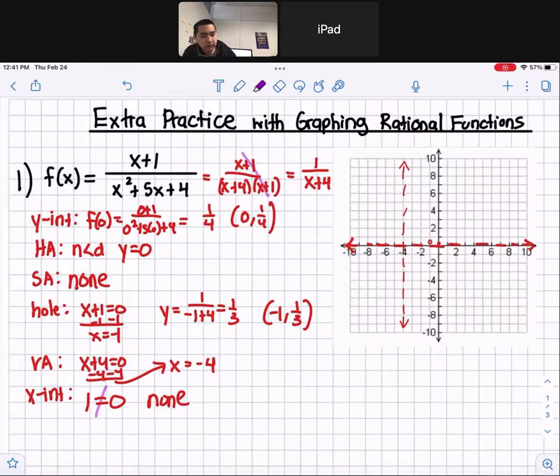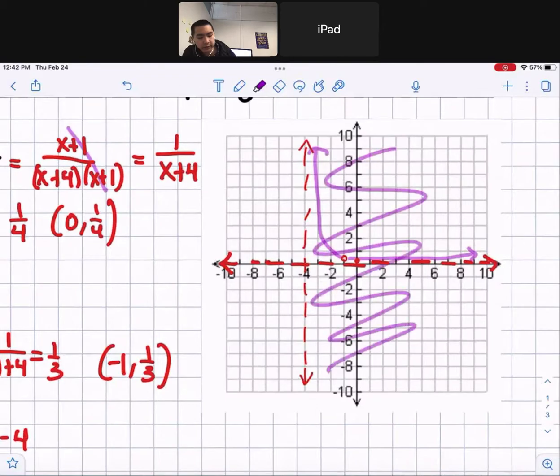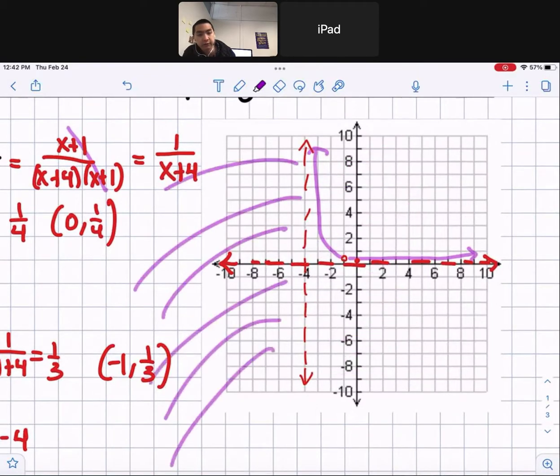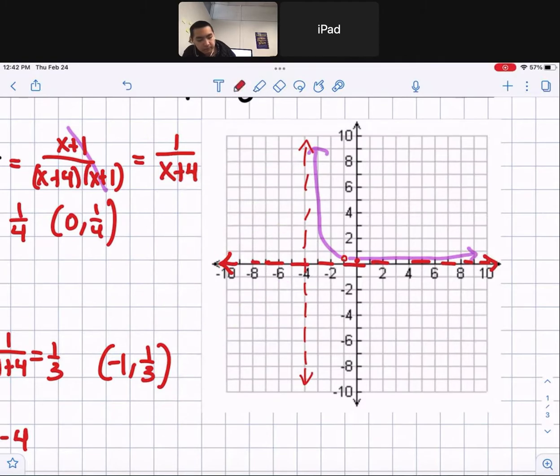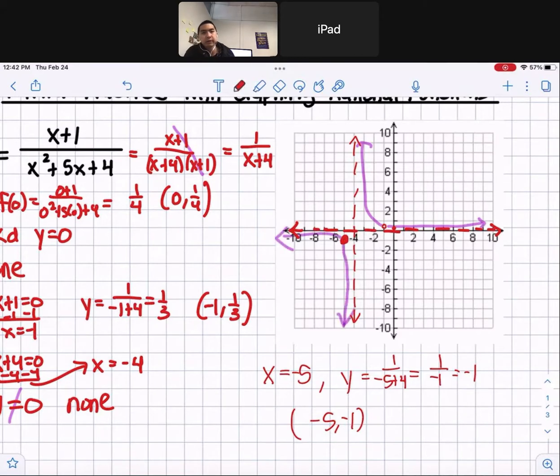So to graph this, we got these 2 points right here. Can't go through the hole. And then we need a test point because we already have something on the right-hand side of the vertical asymptote. Now we need something on the left-hand side of the vertical asymptote. I can plug in any of these points. I'll just plug in x equals -5 and plug it in here to get our test point. 1 over -1, which is -1. So we got -5 comma -1, which is right here. So then I know that our graph is going to look like that. Okay, so there's your first graph.